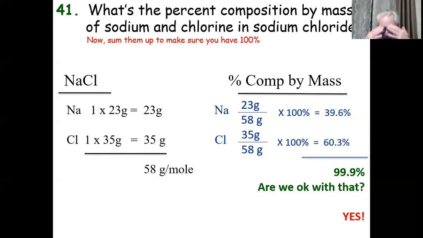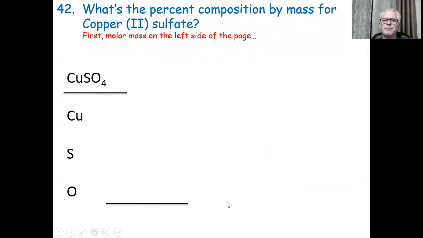This is not exact. If you really want exact, round it to 40% and 60%. That'll give you 100, but 99.9, that's close enough. For what we're doing, it's all good. Now, this compound, copper(II) sulfate, CuSO4.